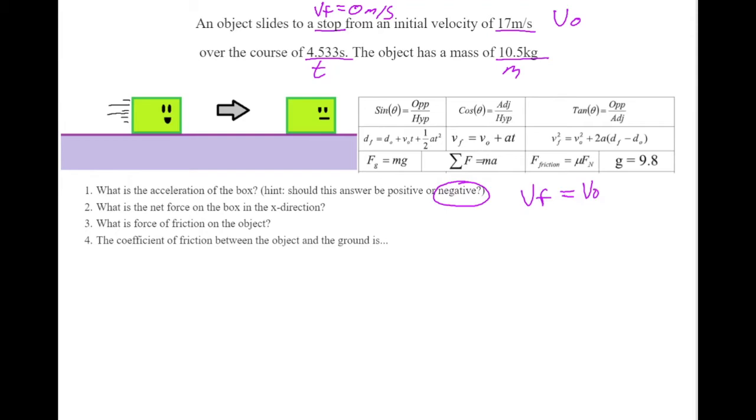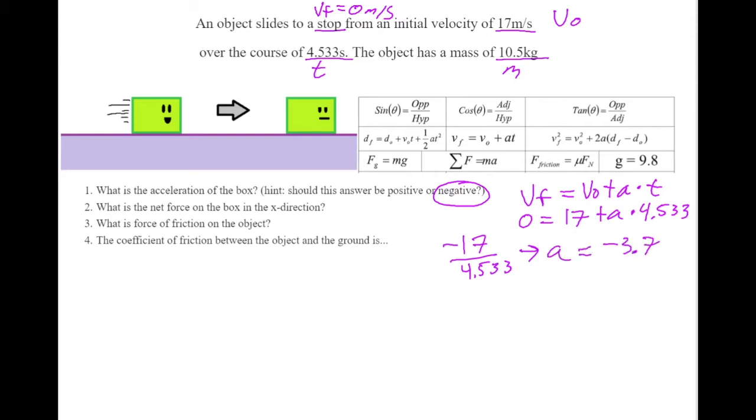So I'll go ahead and write that equation. VF equals VO plus A times T. Plug in my numbers. VF is 0, VO is 17, A is unknown, and T is 4.533. Now we'll go ahead and solve by subtracting 17 over and then divide by 4.533. We find out that acceleration is equal to negative 3.75 meters per second squared.